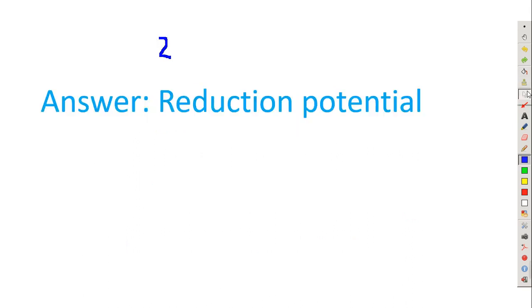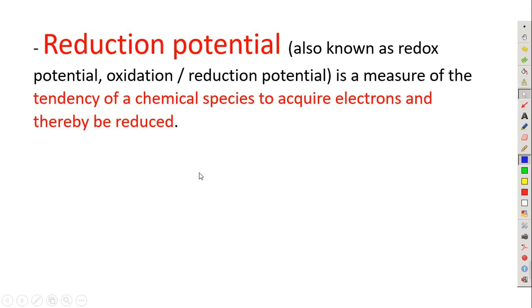So the answer to this is something called reduction potential. So what is reduction potential, you may ask? We're going to detail this. Again, you might want to take a few notes here. Reduction potential can also be called redox potential or oxidation reduction potential, and it measures the tendency of a chemical species to acquire electrons and thereby be reduced. So it's the capacity of a molecule to take electrons.